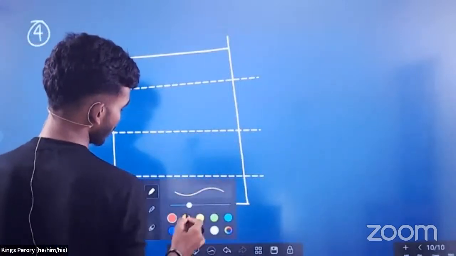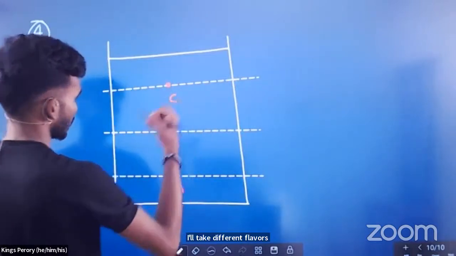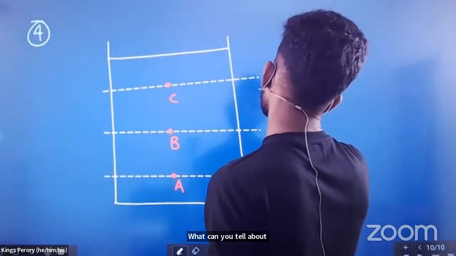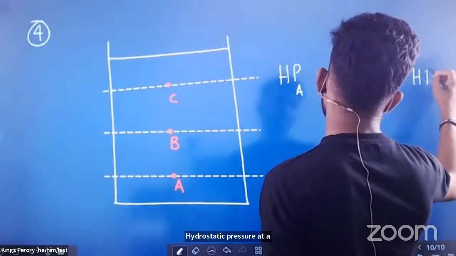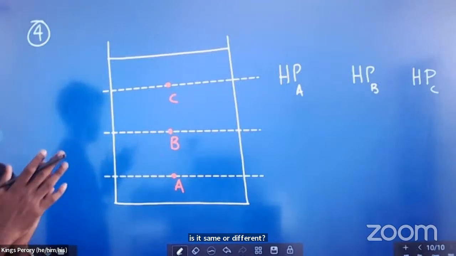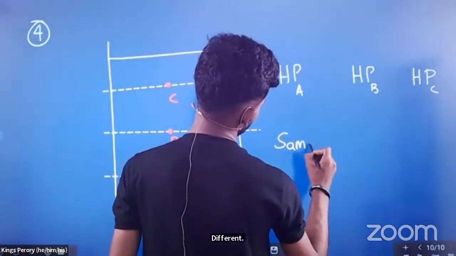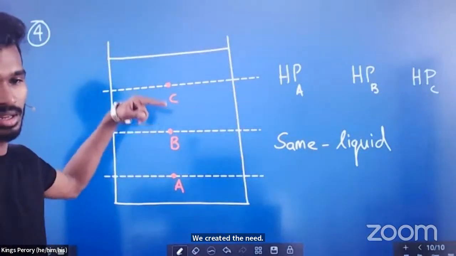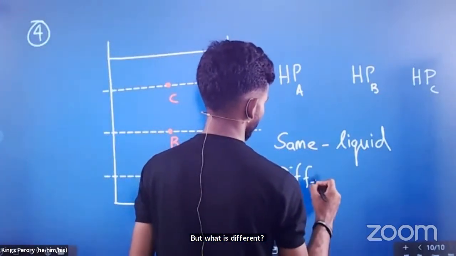I'll take different levels. Point A, point B, point C. What can you tell about hydrostatic pressure at A, at B, at C? Is it the same or different? Different, guaranteed. The liquid is the same, but what is different? Height, or levels are different.